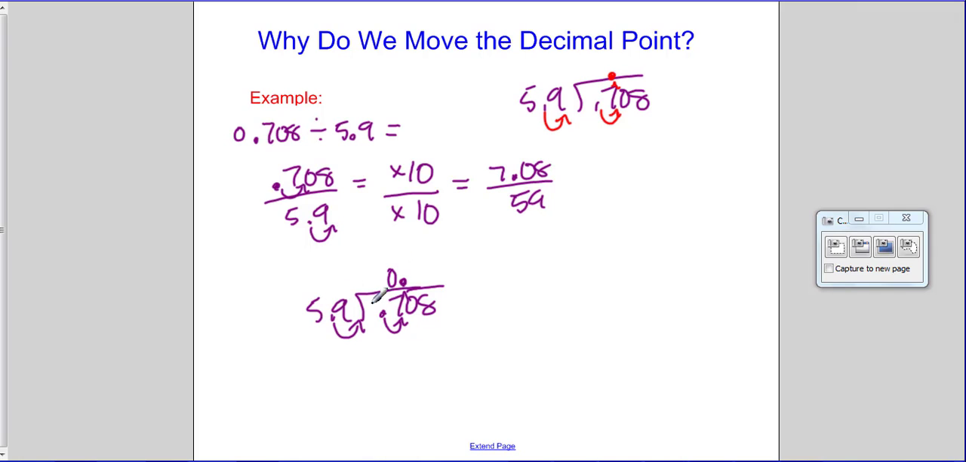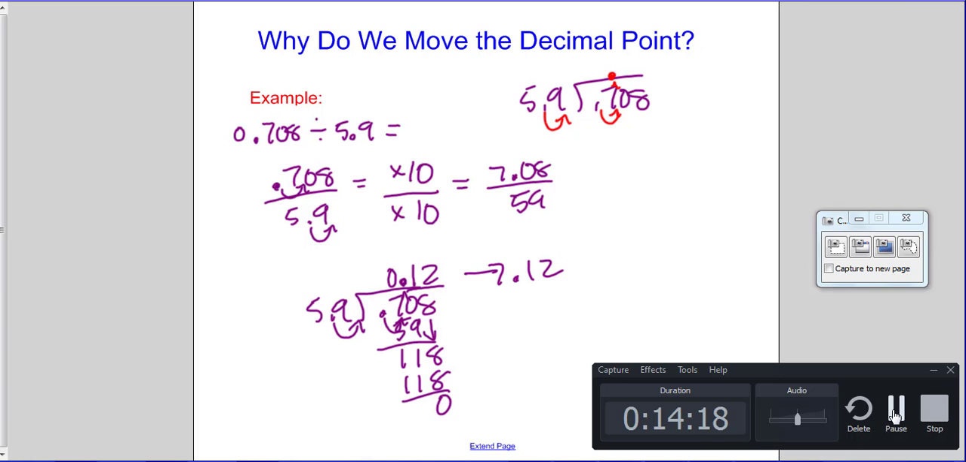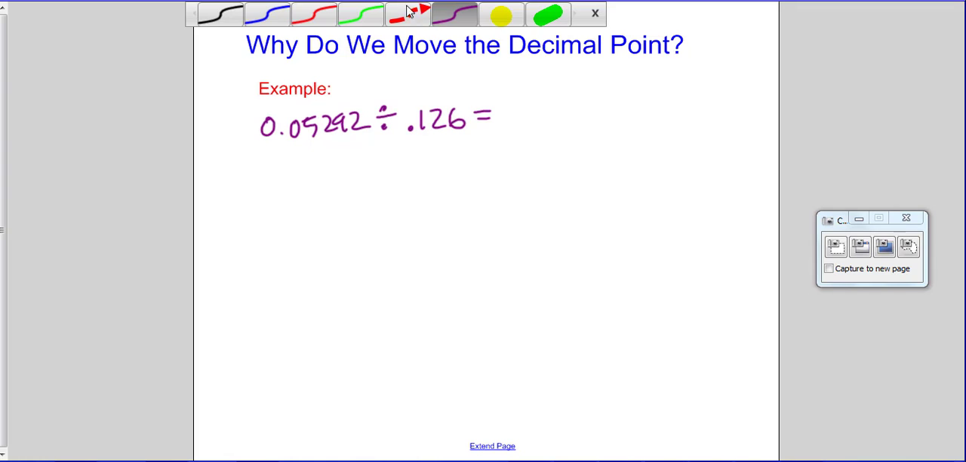59 goes into 70 once. 1 times 59 is 59, and then that's 11. Bring down the 8, and then 59 goes into 118 twice. So my answer is 0.12. So let's do another example.